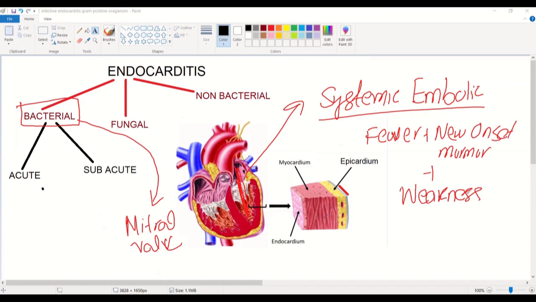And how will you treat that patient? Sometimes they give you these kinds of clinical vignettes and ask how you would treat this patient. What is your treatment in this case? We do a blood culture and then give antibiotics according to the blood culture. Okay. So with fever and new onset murmur, first we do a blood culture, right?